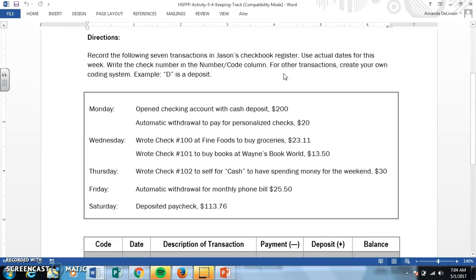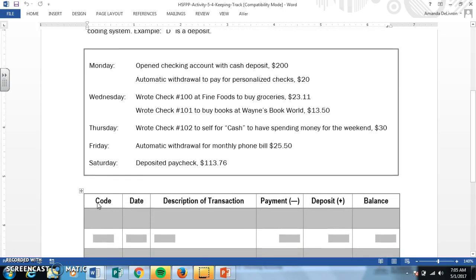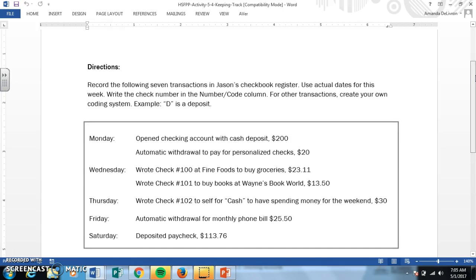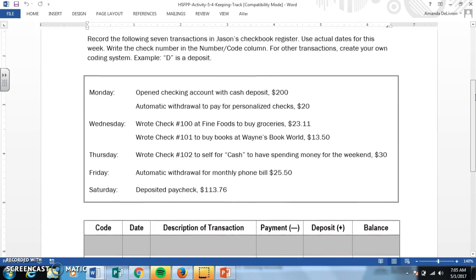For other transactions, it says create your own coding system. Example, D could be a deposit, C could mean charge, or P could mean payment. Find a code that works for you. You saw when we wrote codes on the side that we used DC for debit card. You can write the check number for a check. Find a coding system that works and makes sense to you.